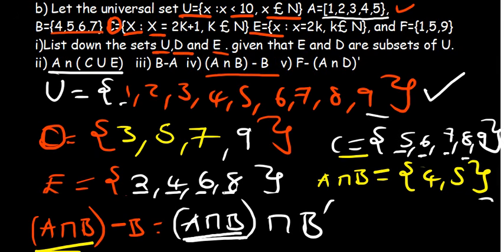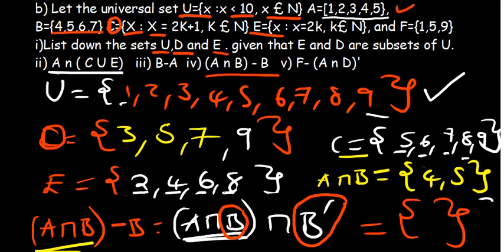So there is no way an element can be part of B and then also be outside B, because B complement means the region outside B. So you can't have an intersection of a set and its complement, and that basically explains why our solution is an empty set. Okay.